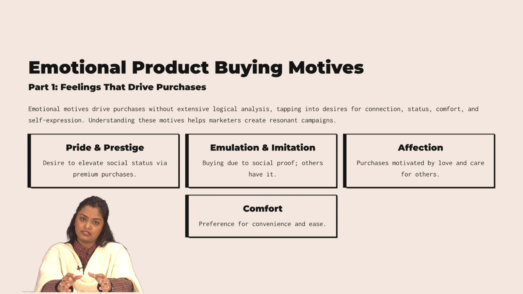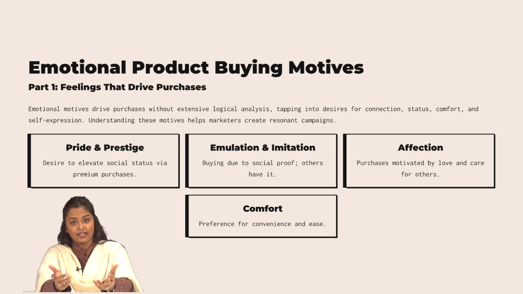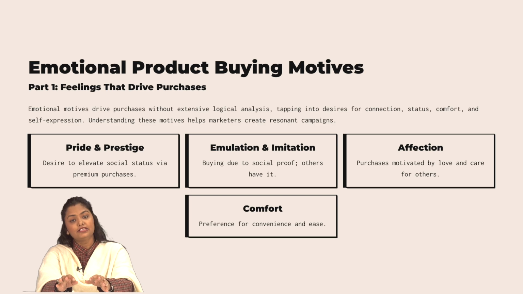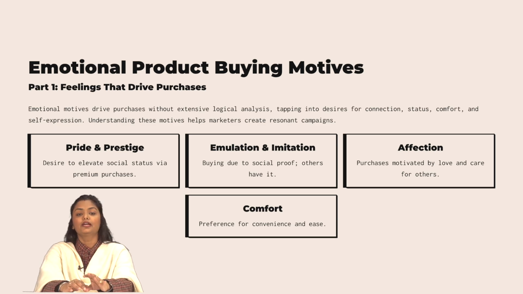These can be physical attractions like design or size, or psychological attractions like status. We subdivide these into emotional and rational motives. When a buyer decides to purchase without thinking logically or carefully, they are influenced by emotional product buying motives. Let's look at the first few key emotional drives.